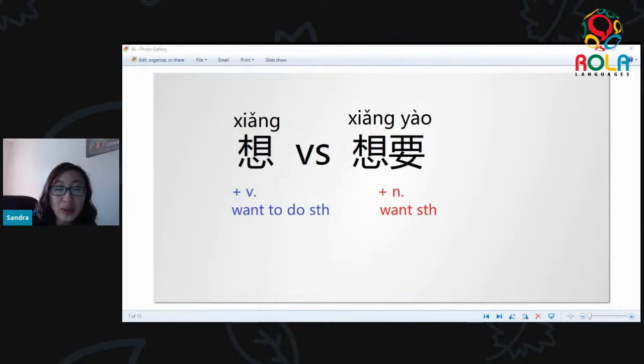So first, let's talk about the difference between 想 and 想要. 想 means want. It's mostly used with a verb to indicate want to do something. 想要 is more likely to be used in the situation where it follows a noun. It means to want something. Let's look at some examples.